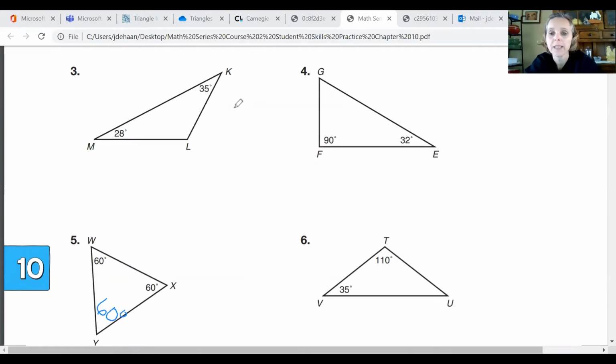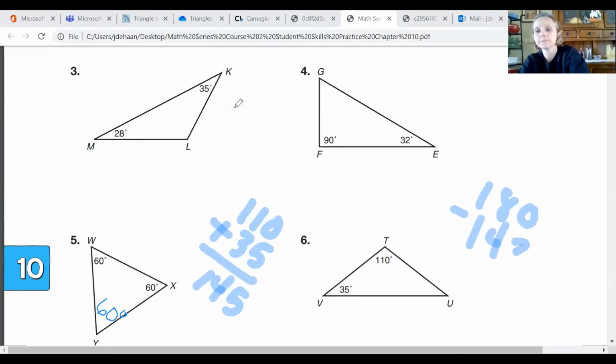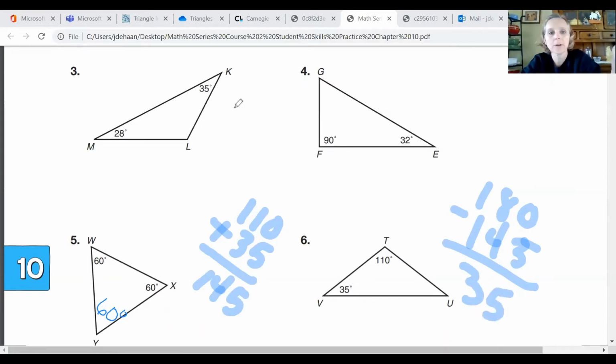Okay, let's look at number 6. Number 6, they give us the measure of angle T and the measure of angle V. So again, if I were to add those, 110 plus 35, I get 145. Okay, so 180 minus 145 gives us 35 degrees. Okay, so that means angle U would also be 35 degrees.